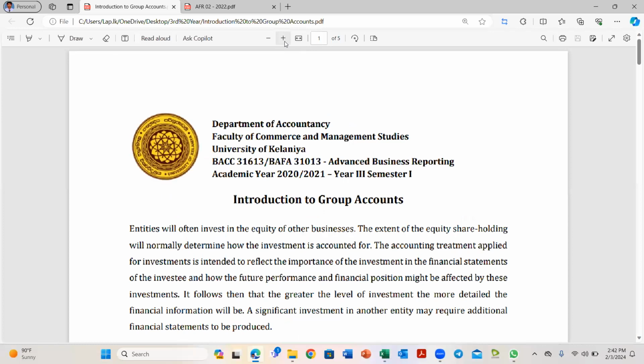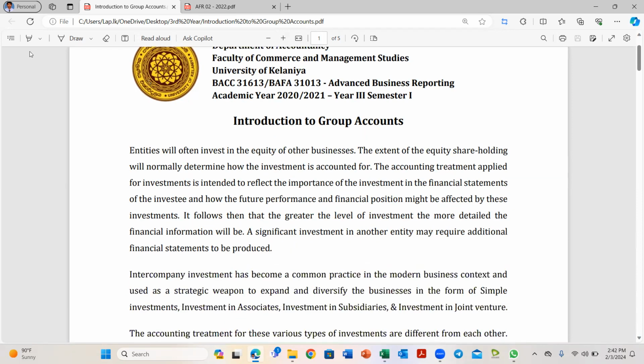So, in the previous semester, you may have learned under the BRG the introduction to group accounts, to consolidation and the basic group. So you have a parent and a subsidiary, right? So, the introduction to group accounts: entities will often invest in the equity of other businesses. The extent of the equity shareholding will normally determine how the investment is accounted for.